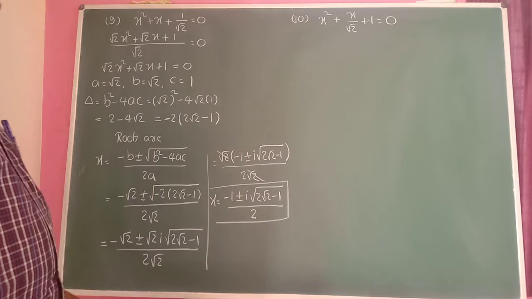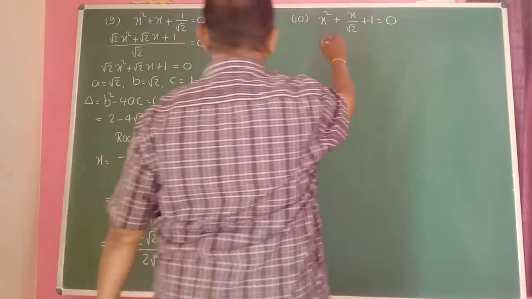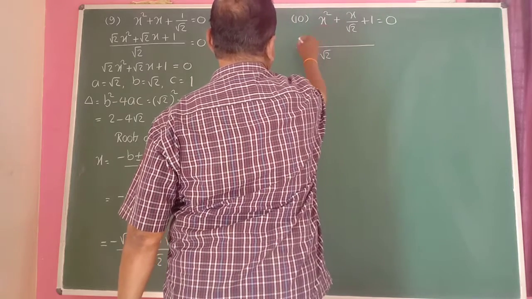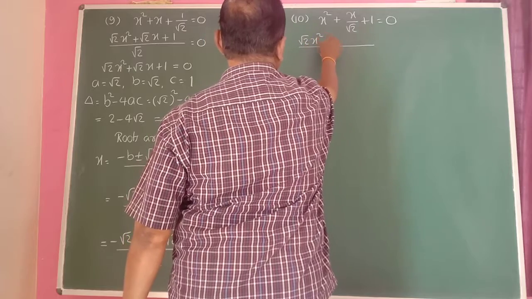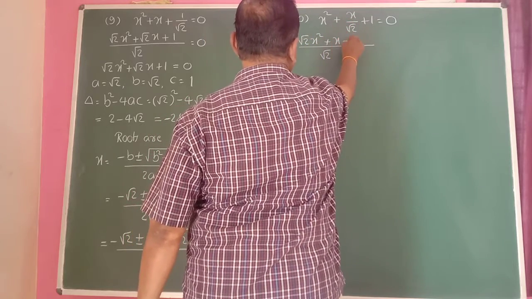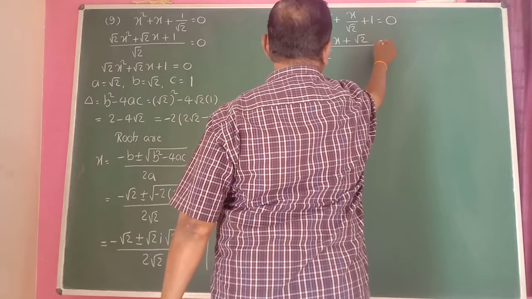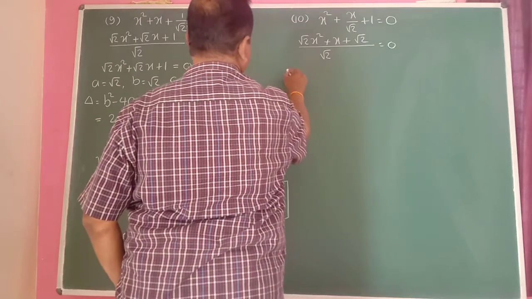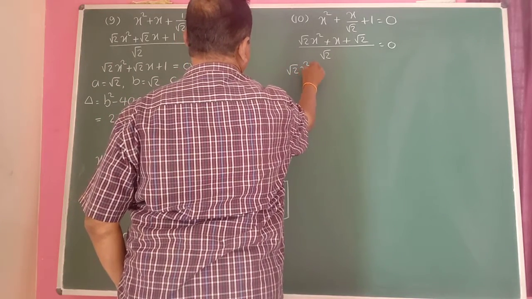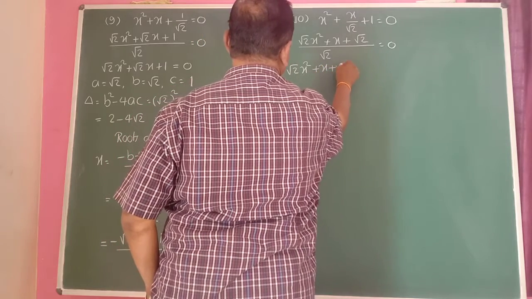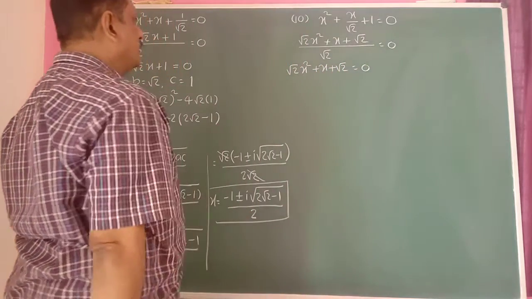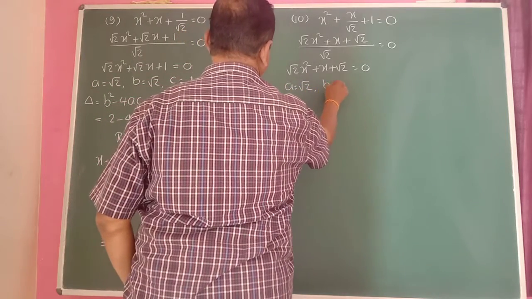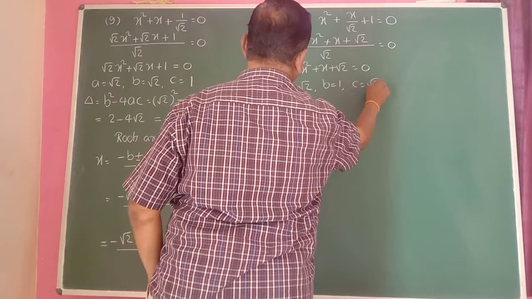Similarly, even here also root 2 is the LCM. In this example, again root 2 is the LCM. Root 2 into x square is root of 2x square, and write this x as it is here. Plus root 2 into 1 becomes root 2, that is equal to 0. Then take this root 2 that side, cross multiply: root 2 x square plus x plus root 2 is equal to 0. Then comparing this equation with the standard equation, a is equal to root 2, b is equal to 1 and c is equal to root 2.